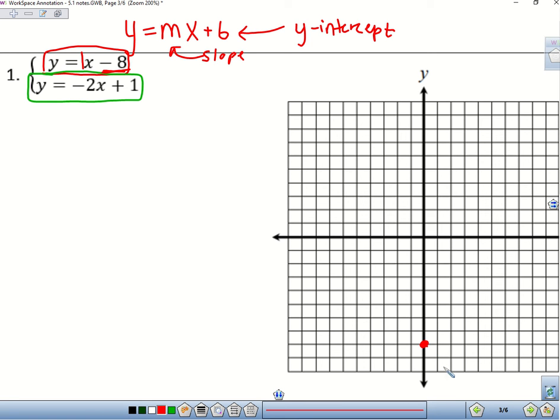Now, from that -8, you're going to determine the slope. So the slope here is 1. Whenever you take a slope, you put it over 1. So 1 over 1, which means that's my rise and my run. So this goes up 1 over 1. Up 1 over 1. Up 1 over 1.